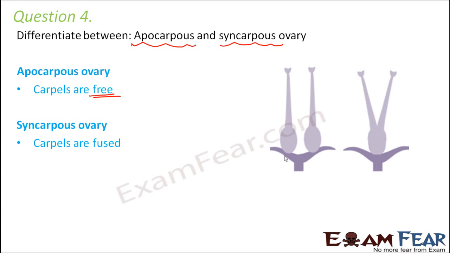So this is an example of apocarpous ovary. If you see, these are two carpels, maybe in the same flower, but they are separate. They are not united. But here in syncarpous ovary, these are two carpels again, but the ovaries of the two carpels are fused together. So both are fused here. So this is known as a syncarpous ovary. The word syn comes from synchronized. Synchronized means matched or fused. So that is how you can remember it.